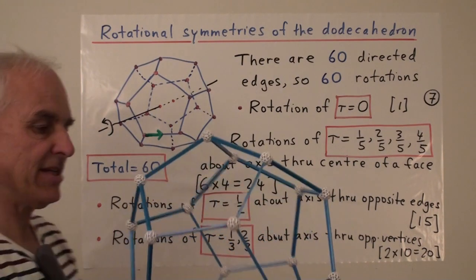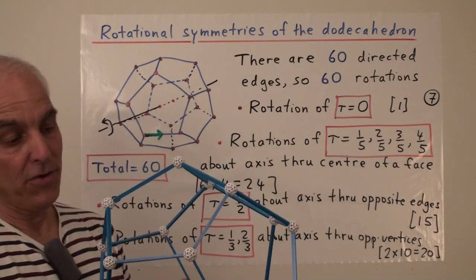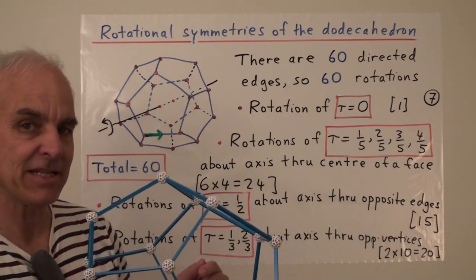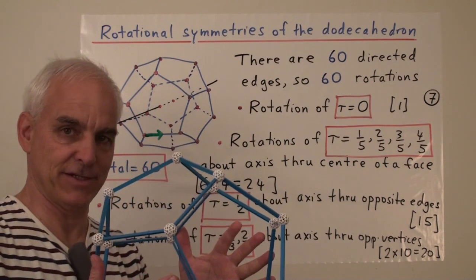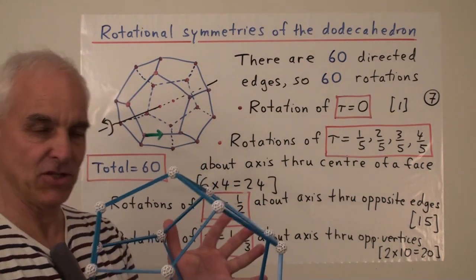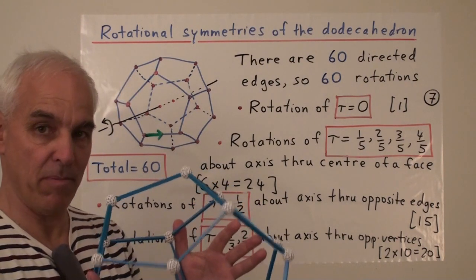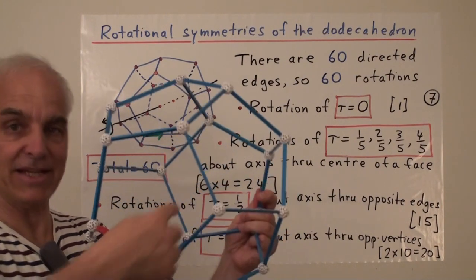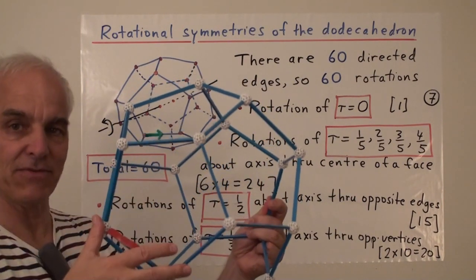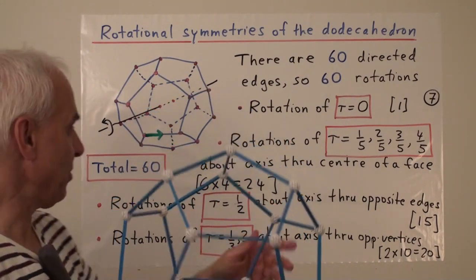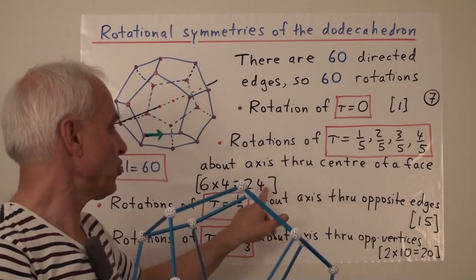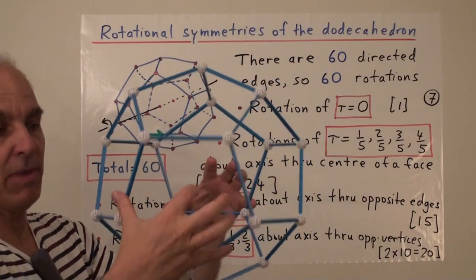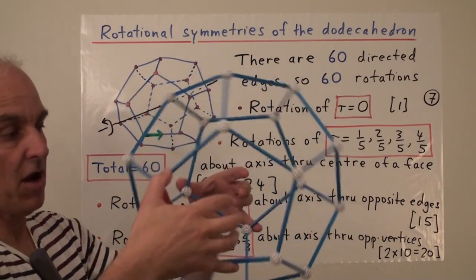And how many axes are there? Well, there are 12 faces, and so there are going to be 6 pairs of opposite faces, because every face and its opposite count as one pair. So there's 6 such opposite pairs, so 6 such possible axes that we can use as axes of rotations. So there'll be 6 times 4, or 24 such rotations that are basically rotations about centers of opposite faces.